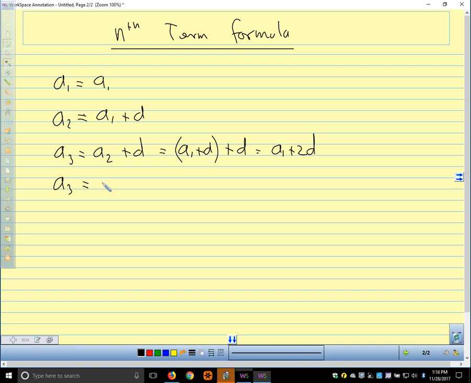A sub 4 is A sub 3 plus D, but A sub 3 is A sub 1 plus 2D, plus D, so we get A sub 1 plus 3D. Do we see the pattern? A sub n would then be A sub 1 plus n minus 1 times D.